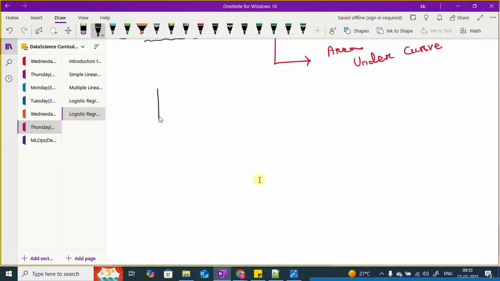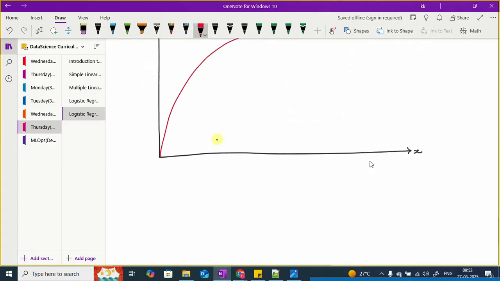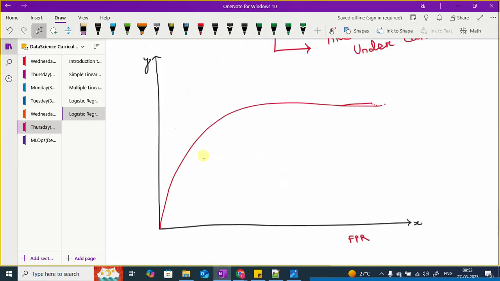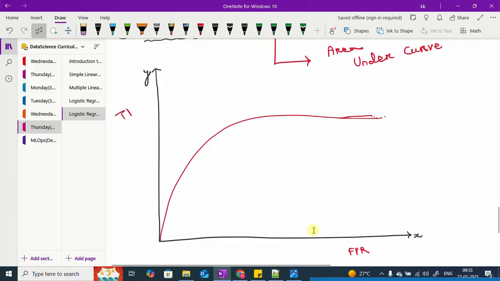So again, I'm taking the x-axis and y-axis. Let me draw it. This is my y-axis, and if I draw a diagram, it will look like this. Then this is nothing but my false positive rate. I'm not writing the full form because I've written it here. True positive rate.